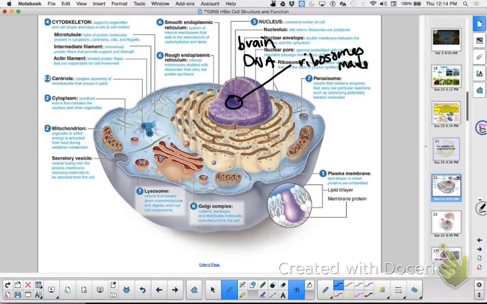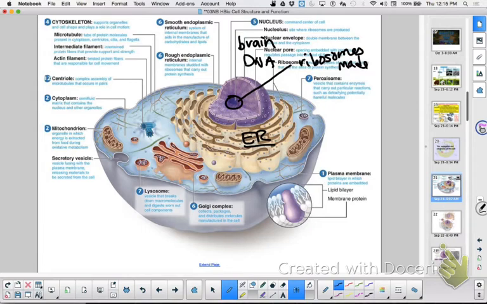Okay, so now we're knowing structure and function. So what's right outside of the nucleus? What's this stuff right here? Rough ER. What makes this stuff rough right there? Ribosomes. So if I ask you where are proteins synthesized, you're not going to say on the rough ER. You're going to tell me on the ribosomes.